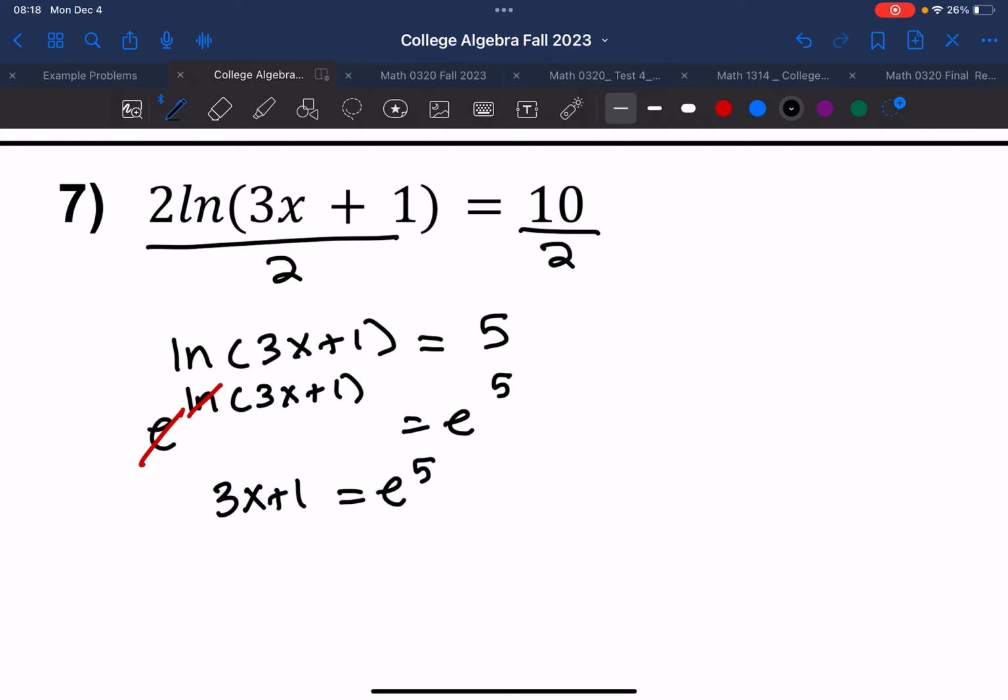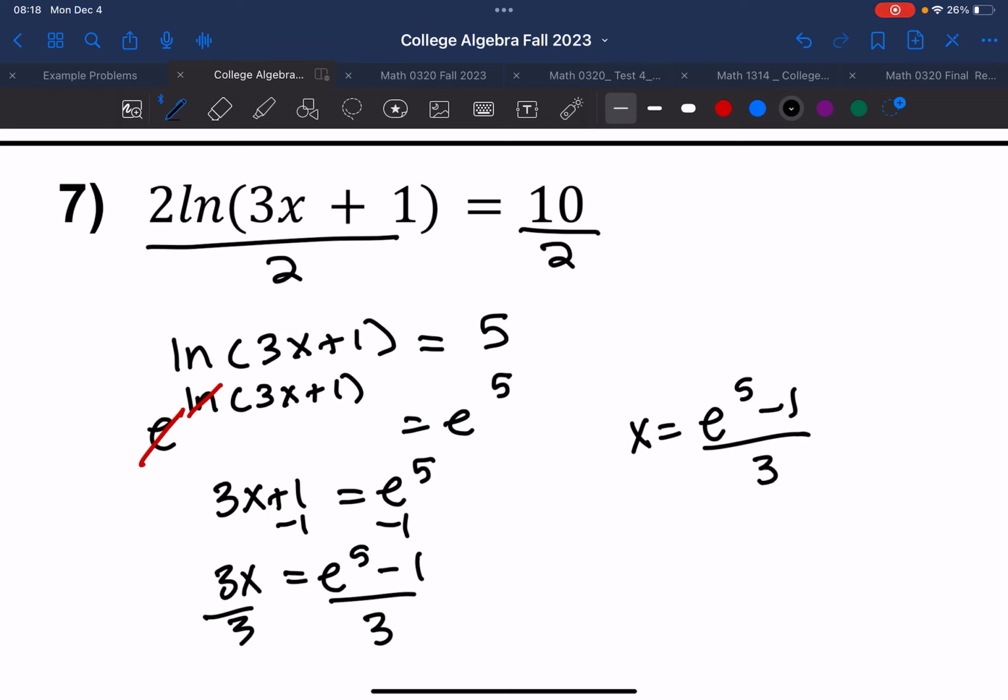So in order to get x by itself, I first have to subtract 1. So I have 3x is equal to e to the 5th minus 1. And then divide by 3. I get x is equal to e to the 5th minus 1 divided by 3. Or if you type that into your calculator, that is approximately 49.14.